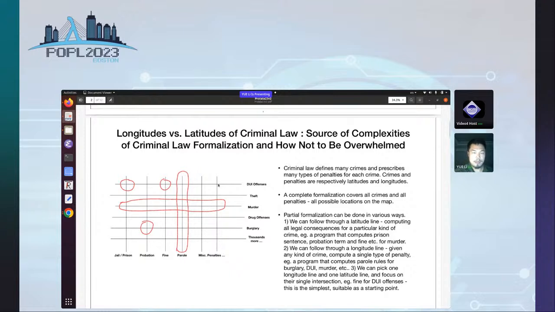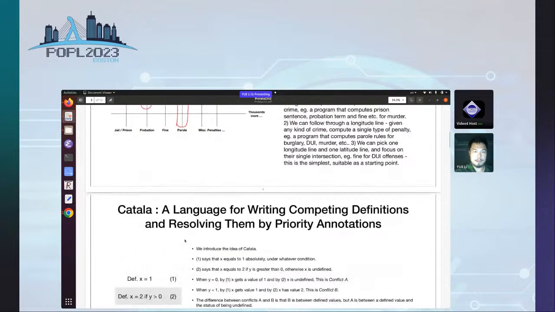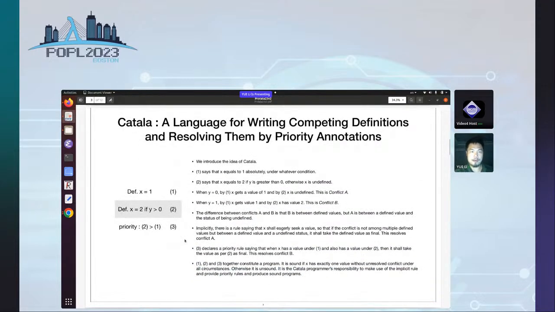So finally, I settled with a minimal challenge, which is focusing on the DUI offenses and focusing on the fine, which is one particular intersection between DUI offense and fine. That is the work I'm going to present. But before that, let me introduce some background on the CATLA programming language.